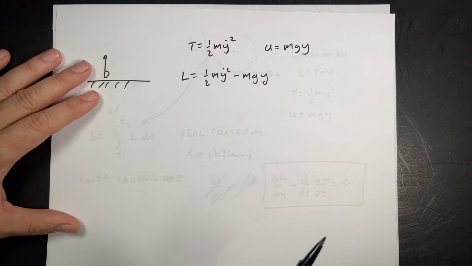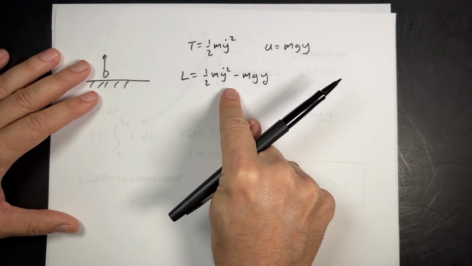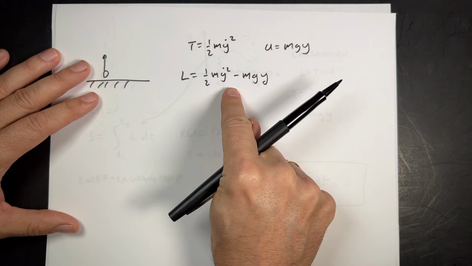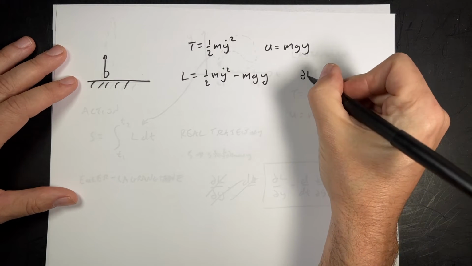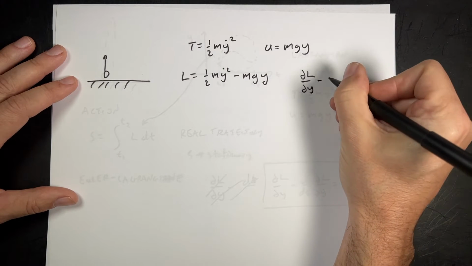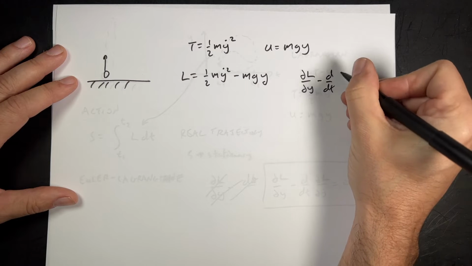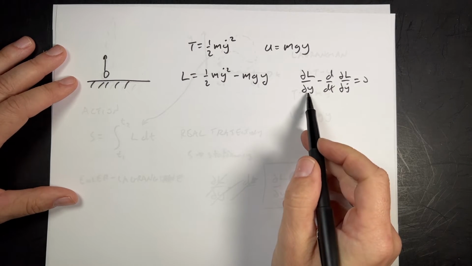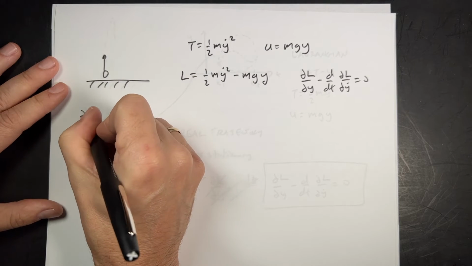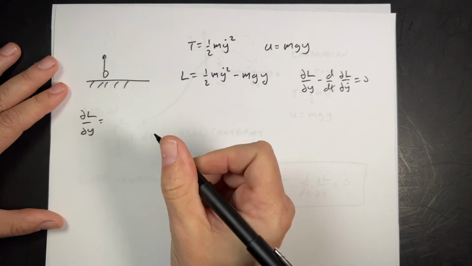Now what I want to do is to use that expression for the Lagrangian and plug it into the Euler-Lagrange equation. So remember, it's this: partial of L with respect to y minus the time derivative of the partial of L with respect to y dot is equal to 0. So let's do this first part right here. The partial of L with respect to y.